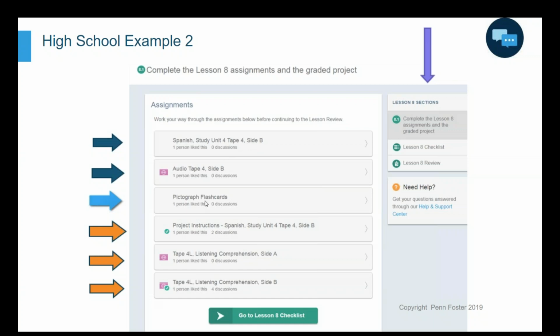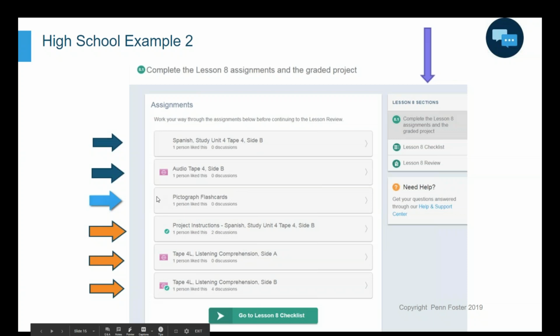Next up would be the flashcards. This will help you out with any of your vocab throughout the course. And then the final 3 assignments on this list are everything you need to know for the exam itself. So project instructions and then your listening comprehension tapes.